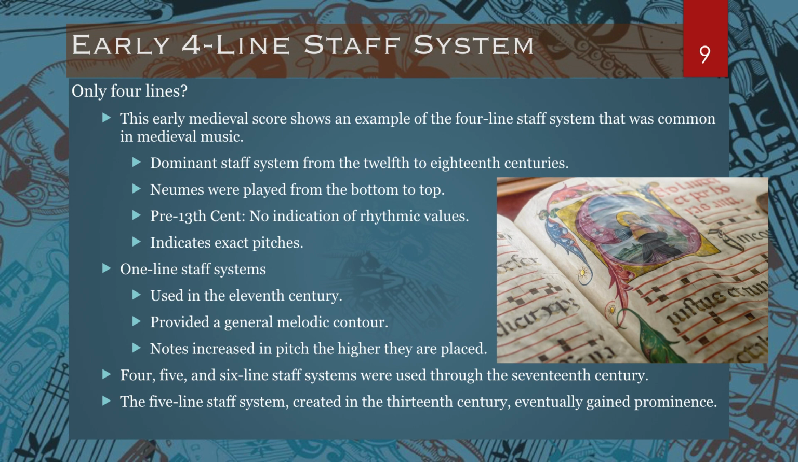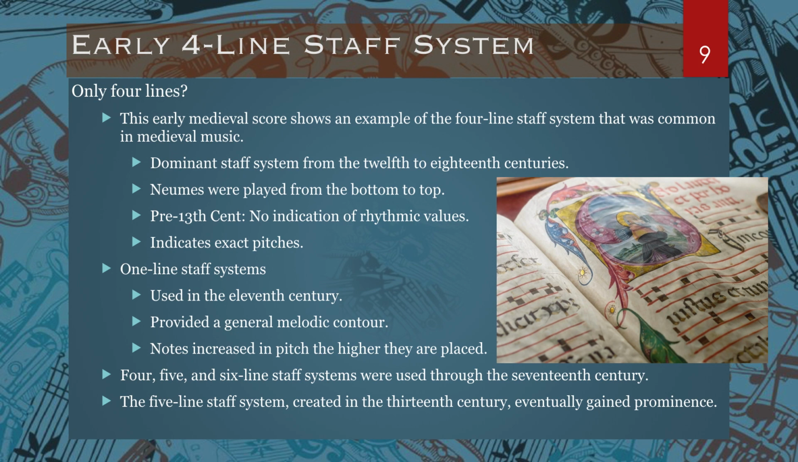The musicians would just learn particular rhythms and patterns and then use the notes as a guide to help them remember the melody. One nice thing about neumes is that they started to indicate exact pitches, so the musicians knew exactly what pitch to play. In 1-line staff systems, which were used in the 11th century, they only provided a general melodic contour like the staff systems of the 9th century.